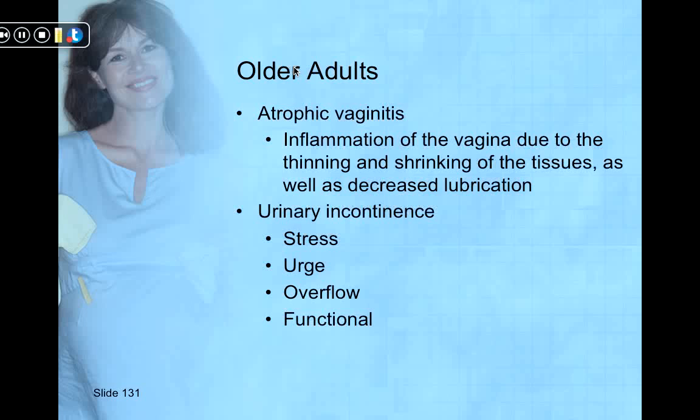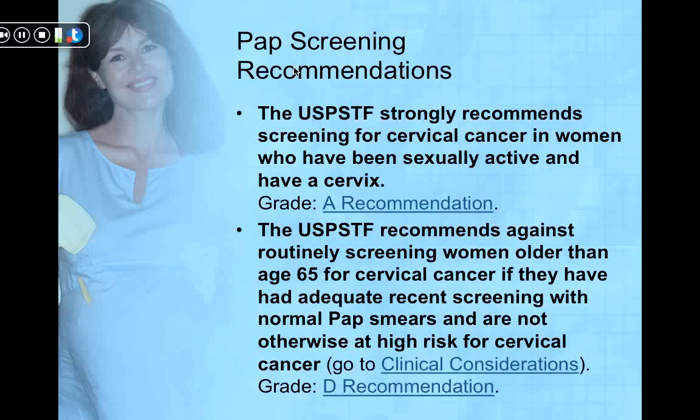Older adults experience often atrophic vaginitis, inflammation of the vagina due to thinning and shrinking of the tissues, as well as decreased lubrication, and we can treat that with a topical estrogen if that's all they're experiencing. There's a new medication now that is in the same class as Evista. I can't think of the name off the top of my head, but it is an estrogen receptor modifier, but it is approved just for that indication of vulvovaginitis. Also, you see some urinary incontinence as well.